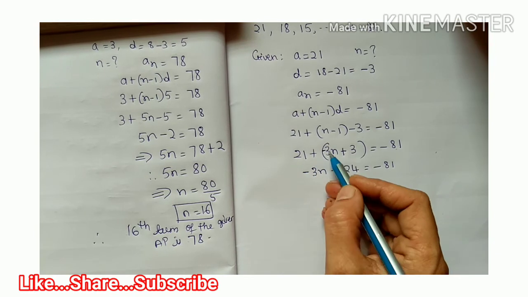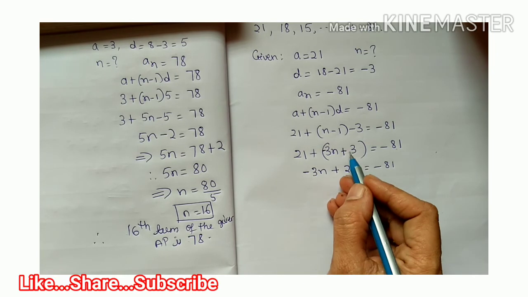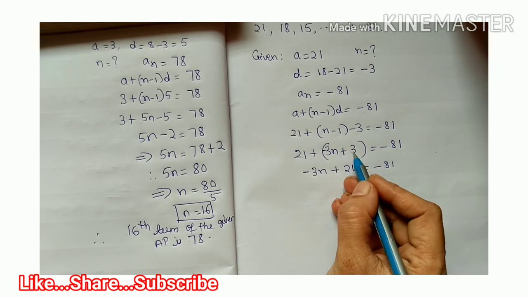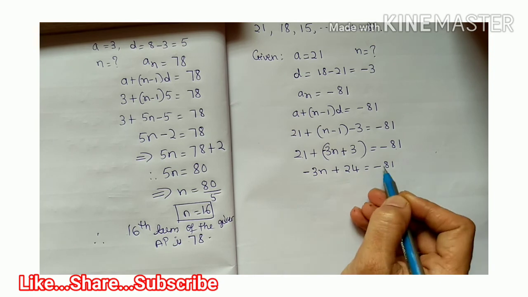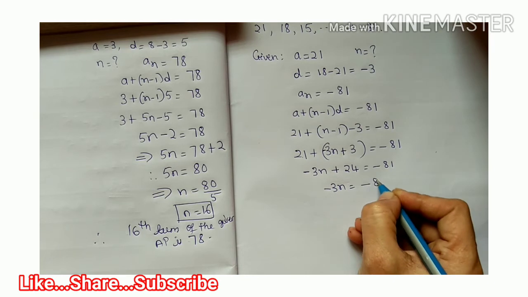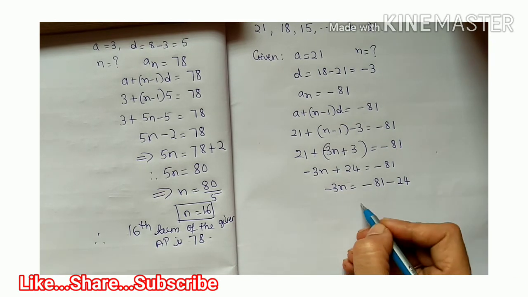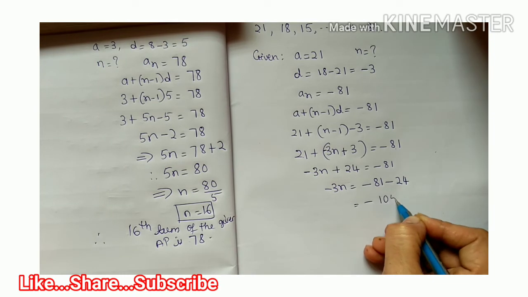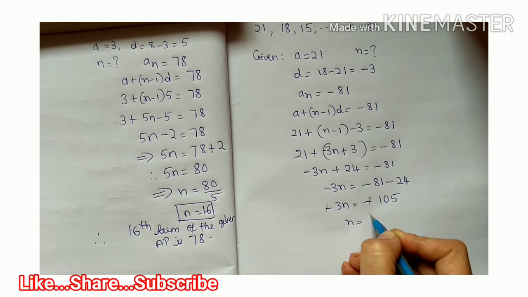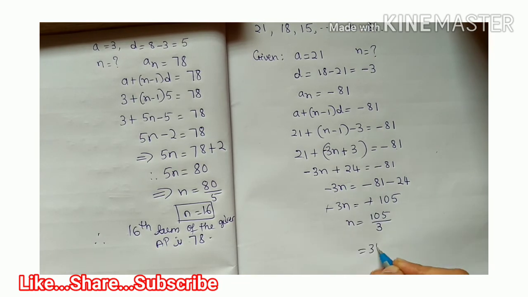Plus minus 3n minus plus 3. Therefore, plus 21 plus 3 plus 24 minus 3n is equal to 81. Therefore, minus 3n is equal to minus 81 minus 24, which is minus 105. Here minus cancels. n is equal to 105 by 3, which is 35.